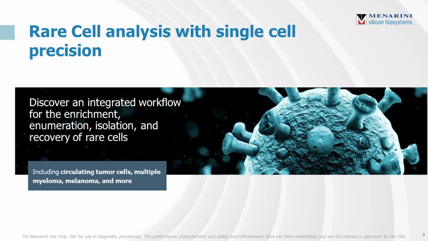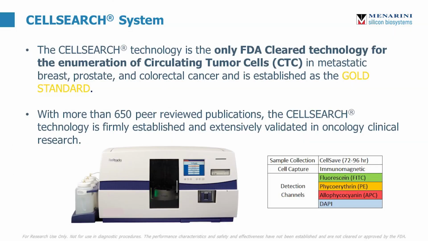We offer an integrated workflow for the enrichment, enumeration, isolation, and recovery of rare cells, including single-cell isolation and prep for downstream analysis. The CellSearch system is the first and only FDA-cleared technology for the enumeration of circulating tumor cells, or CTCs, in metastatic breast, prostate, and colorectal cancer. It's been used in over 650 peer-reviewed publications and has been extensively validated in oncology clinical research. It uses our proprietary blood collection tubes that can stabilize cells for up to 96 hours at room temperature and has 4 fluorescent detection channels, which we'll be diving into a little more today.